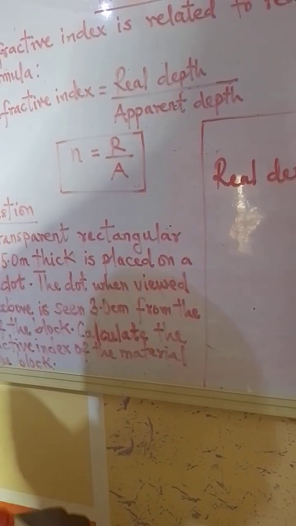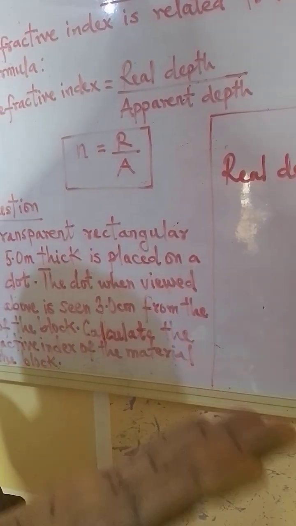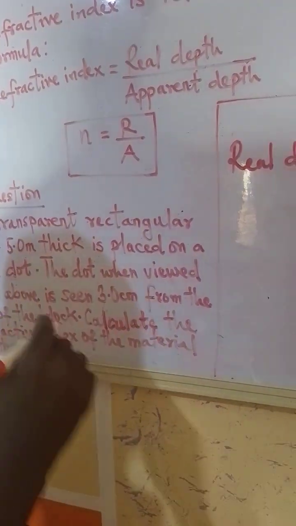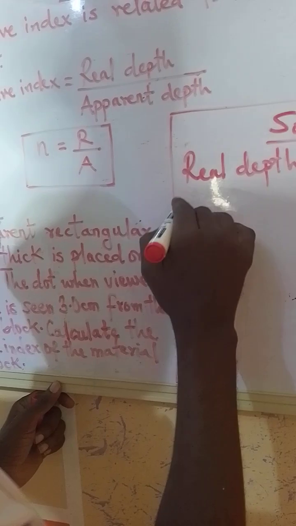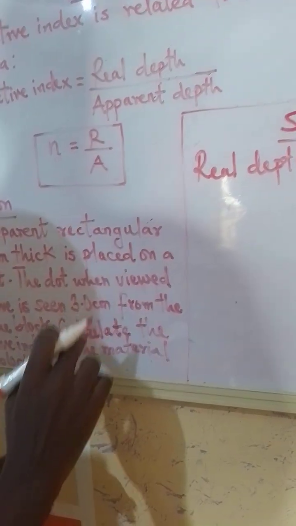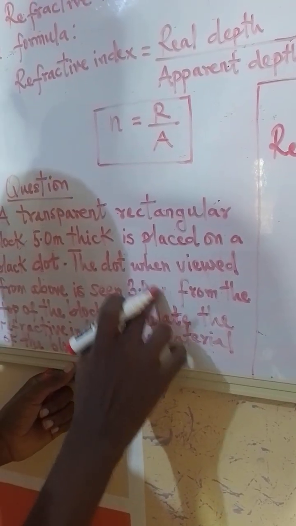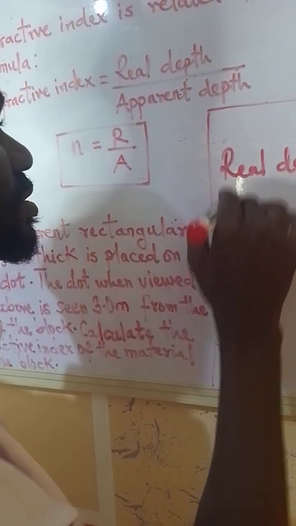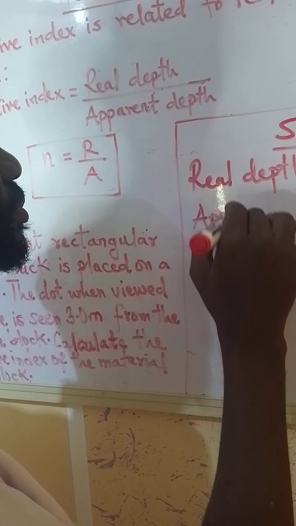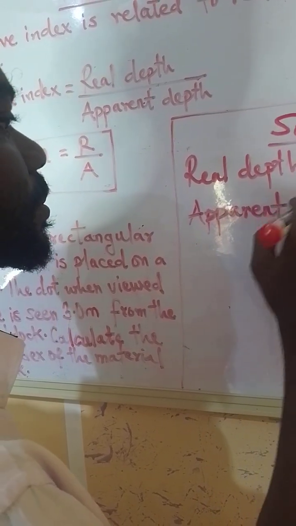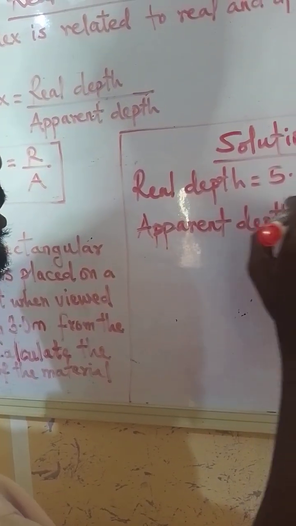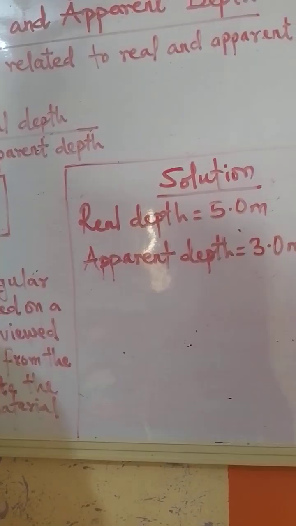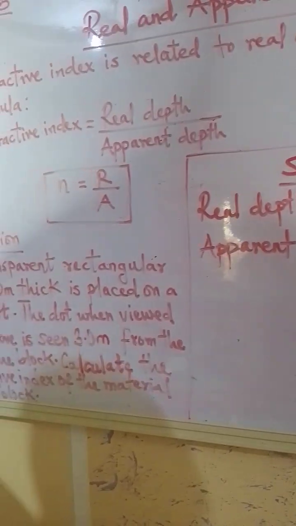So the same thing is happening in this case. The dot has appeared to be closer to the surface of the glass block, which is not the real depth, but that is the apparent depth. So the apparent depth is 3.0 centimeter, sorry, let me correct this, it is 3.0 meters. Yeah, not centimeters. Apparent depth, that's 3.0 meters. So we are now asked to calculate the refractive index of the material of the block.